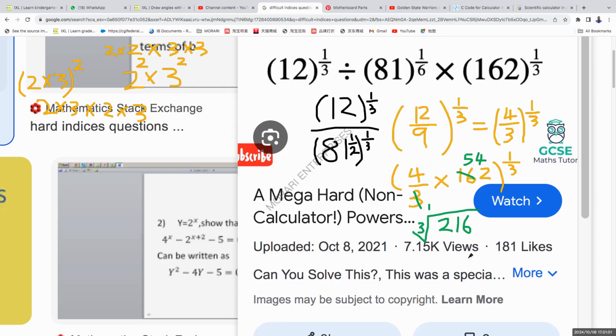So you can just start with 1. 1 times 1 times 1 is what? 1. 2 times 2 times 2, 8. 3 times 3 times 3, 27. 4 times 4 times 4, 64. 5 times 5 times 5, 125. 6 times 6, 36. 36 times 6, 192.